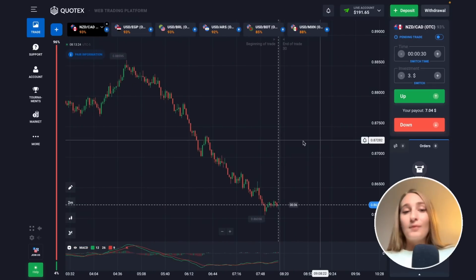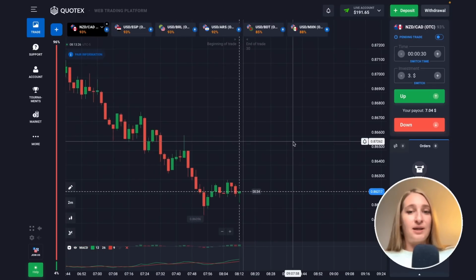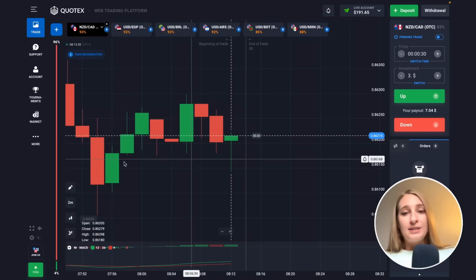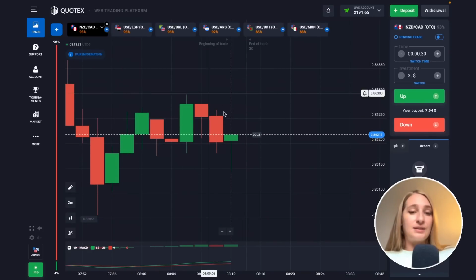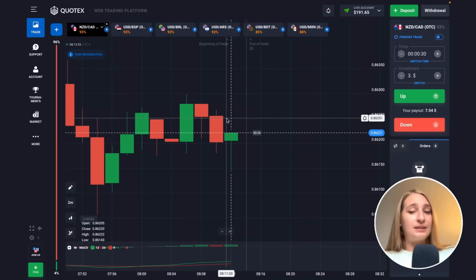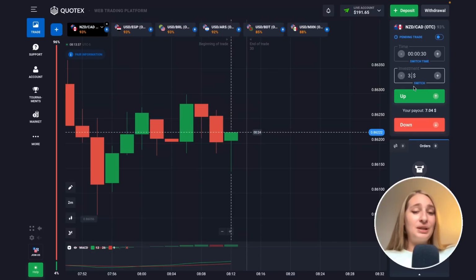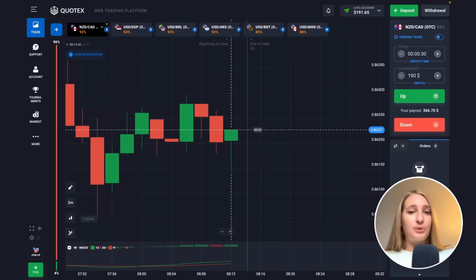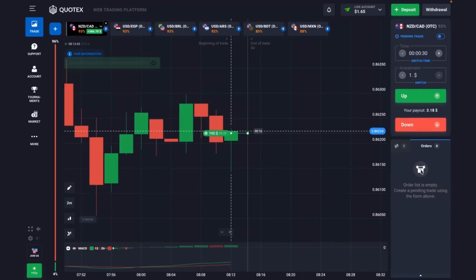So nevertheless, I want to try myself in the first trade. Still don't follow the price, but in the last 7-8 candlesticks, the situation is like that. So it's kind of sleepy. Still, I want to try myself. Let's see, I will go with $190 and check the situation with call option.